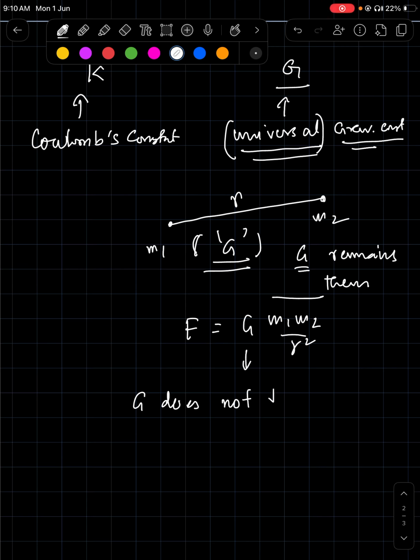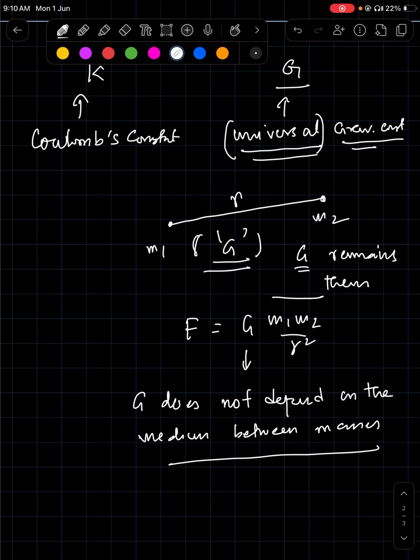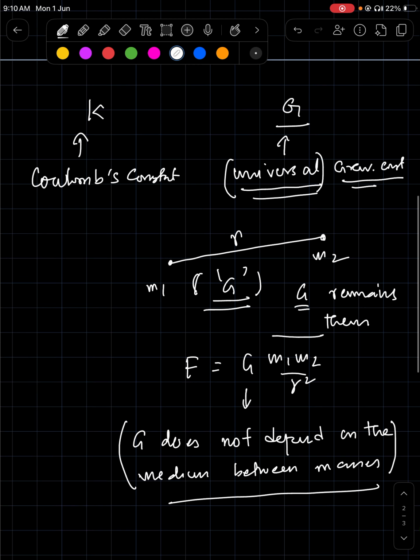So G does not depend on the medium between the two masses. This is the main feature that the capital G carries.